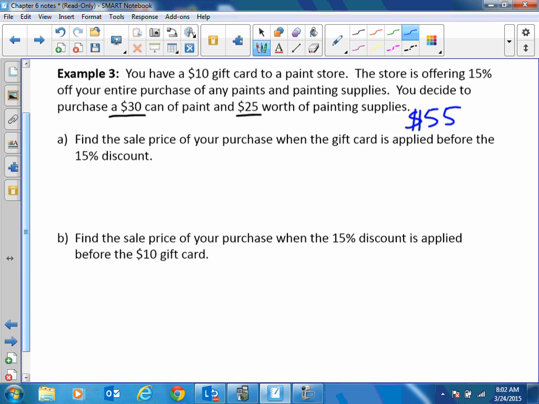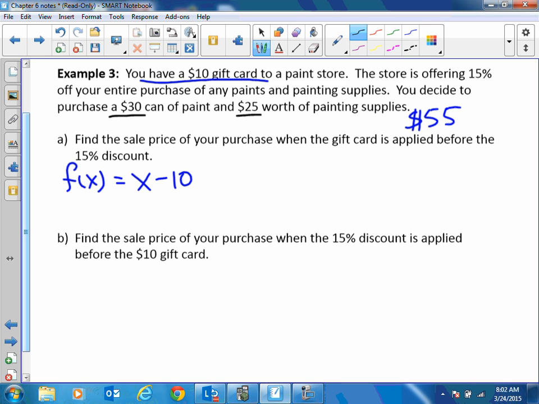find the sale price. Well, let's write a function for a $10 gift card, and let's call that f of x. So if you have a $10 gift card, the price you're going to spend, which we know is $55, but right now I'm just going to call it x, is the price you spend minus $10. That's going to be f of x. You get $10 off whatever you spend.